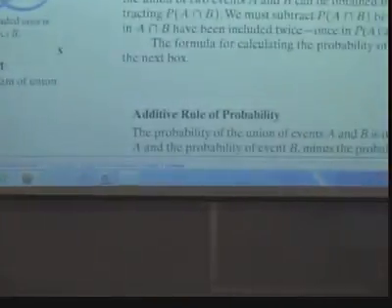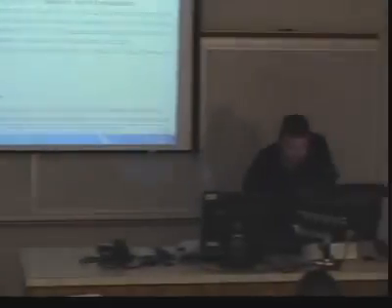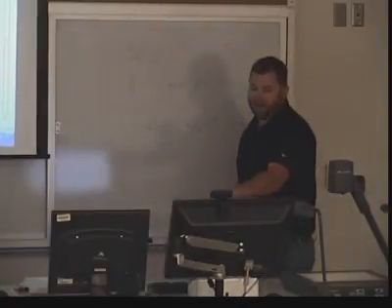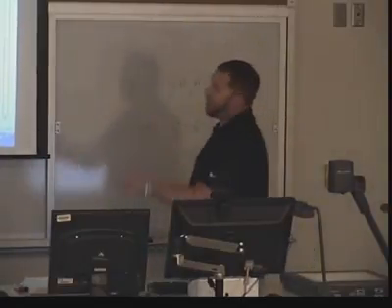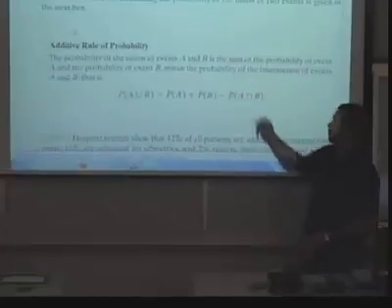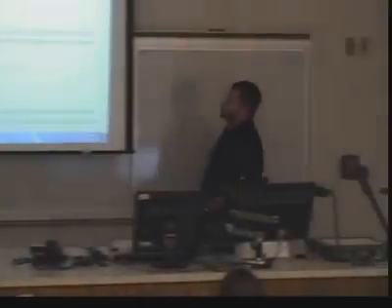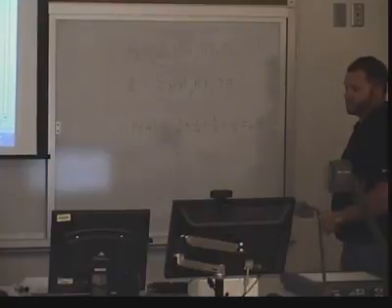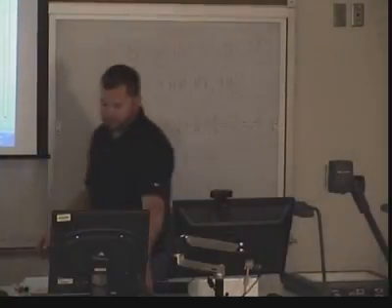So the additive rule of probability. The probability of the union of events A and B is the sum of A and B minus the probability of the intersection. Because this intersection has been counted here and here, so we need to take it away once. Right? It's like if I had these two mouse pads.